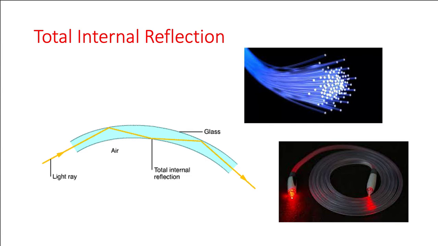Now, in order for this to happen, this can only happen when we're going from an optically dense material, say for example like glass, into an optically less dense material like air. And that's one of the conditions that's required for total internal reflection to occur. Now, a slightly more mathematical one is to do with the angles that we need to use, and that's what we're going to discuss here.